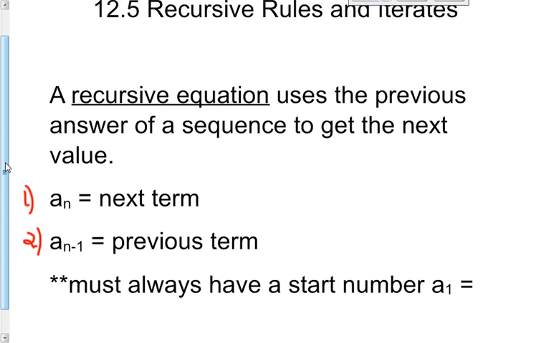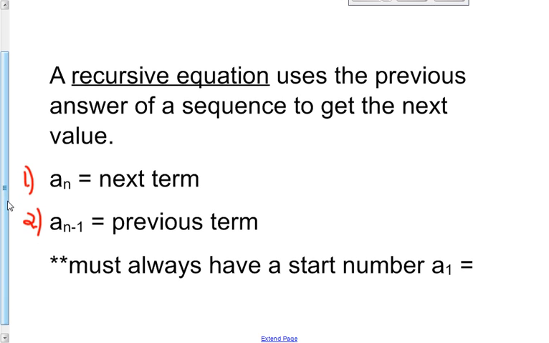When you write a recursive equation, you need two things. You need to tell me what the next term is, and you need to tell me what the previous term is. So the notation we're going to use for next term will be a sub n, and the notation we're going to use for the previous term is going to be a subscript n minus 1.